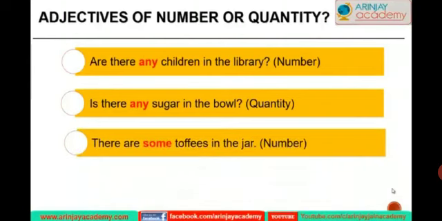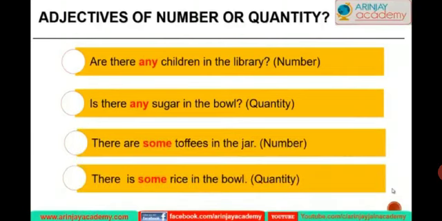Are there any children in the library? Now you can see it is an adjective of number because we can count children. Second, is there any sugar in the bowl? This is an adjective of quantity because we cannot count sugar. There are some toffees in the jar. This is an adjective of number. We can count toffees. There is some rice in the bowl. This is an adjective of quantity because we cannot count rice.